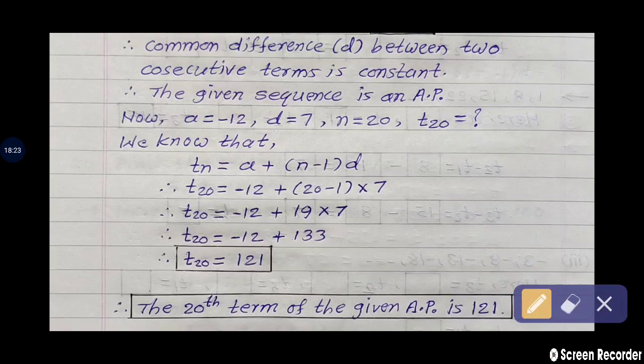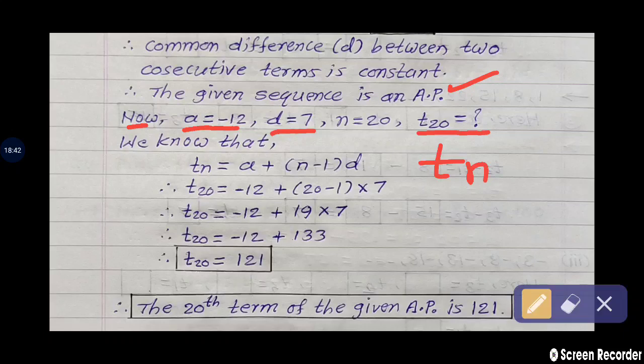So we decide the given sequence is an AP. Now A means the first term, that is minus 12. The difference D that we found is 7. We find the 20th term, so T20 equals question mark, and this is compared with Tn.